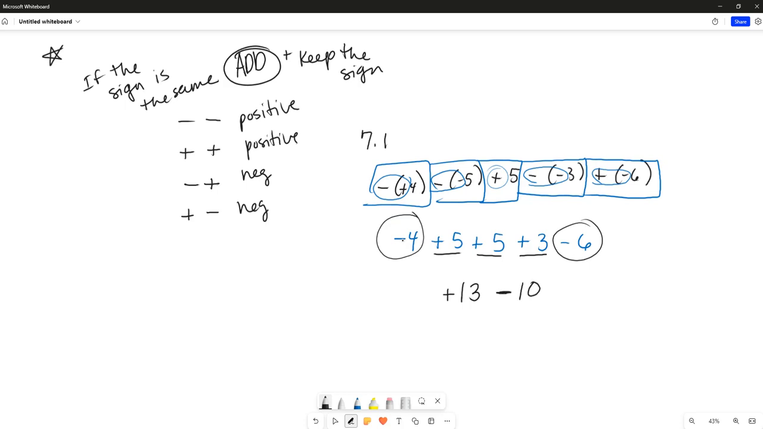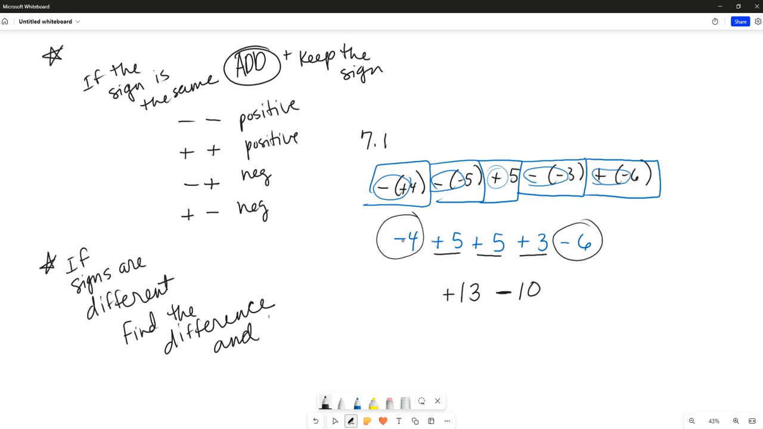Okay, then the next thing we do is after we've added everything that's the same, if the signs are different, find the difference and keep the sign of the larger number. So the larger number here is 13. So we're going to subtract 10 from 13. So that's going to be a positive 3. Okay, let's do another one.